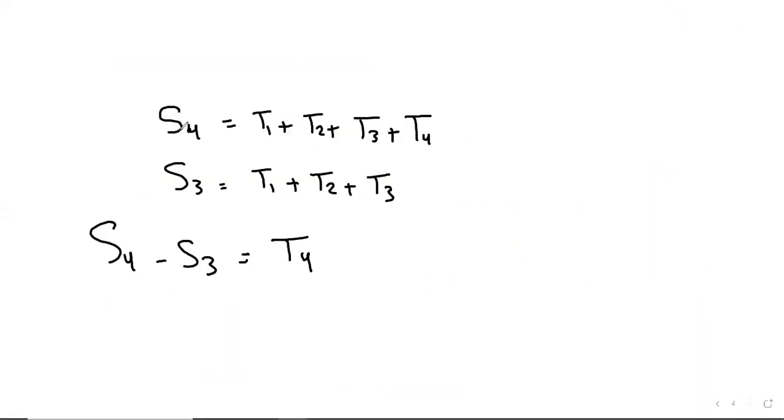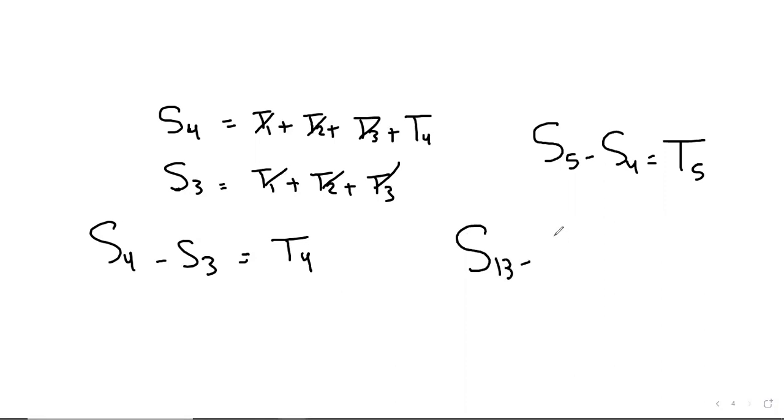You know that S4 means the sum of the first 4 terms. It's T1 plus T2 plus T3 plus T4. And S3 means the sum of the first 3 terms. It's T1 plus T2 plus T3. If you subtract S4 minus S3, you will get T4. So S4 minus S3 equals T4. And S5 minus S4 equals T5, and S13 minus S12 equals T13.